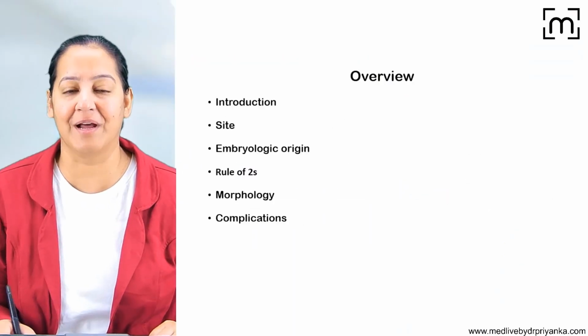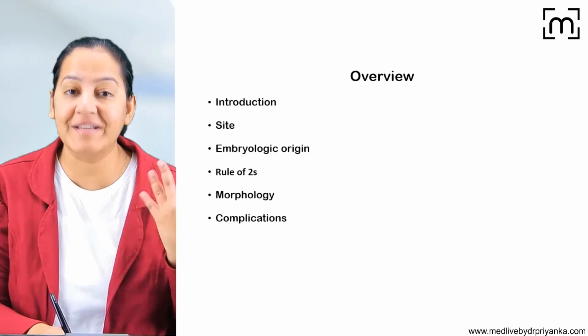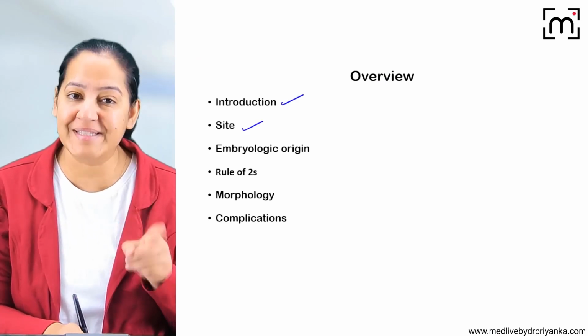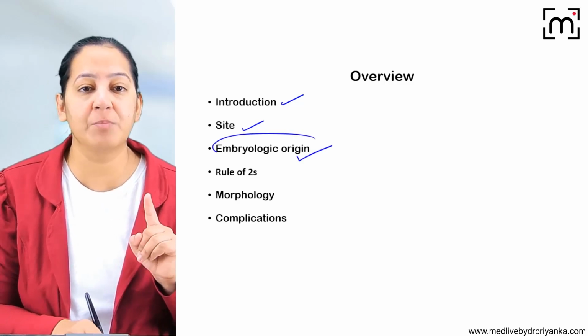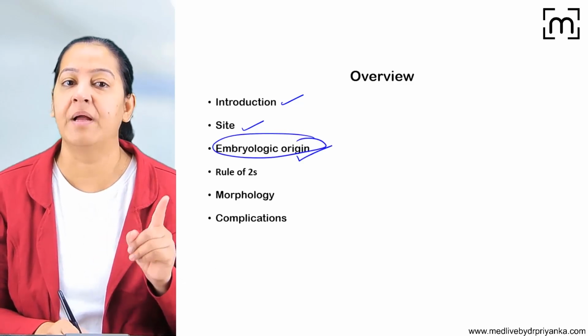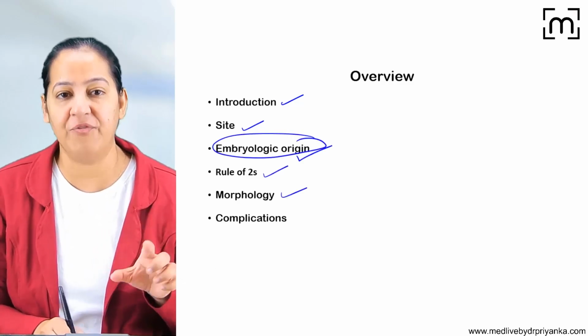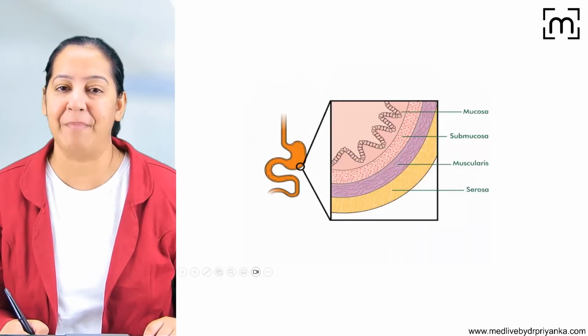Meckel's diverticulum. First of all, I will let you know what is Meckel's diverticulum. Then I will let you know its most common site in the human body. Then we will see its embryologic origin, which is the most commonly asked question in your exam. Then we will see the rules of two, then the morphology and the complications. So let's start Meckel's diverticulum.